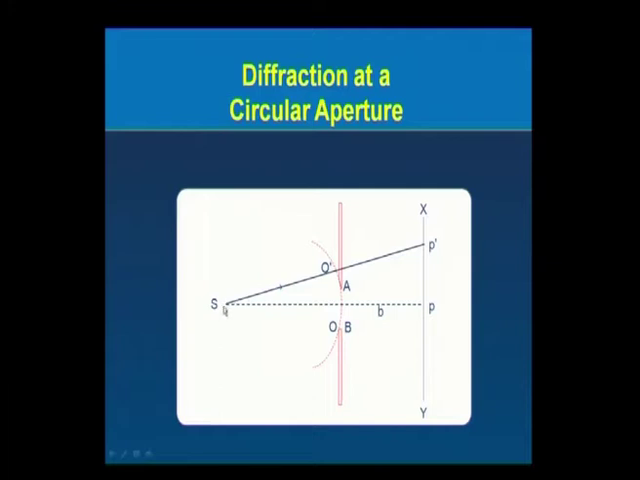Now, if light is traveling in this direction from S to O prime to P prime, then your hole is here, but light is traveling in this direction. What if you have O prime as the pole, and you look at the region from O prime to A? What will happen? The light is obstructed by the slit. I hope you understand the point.